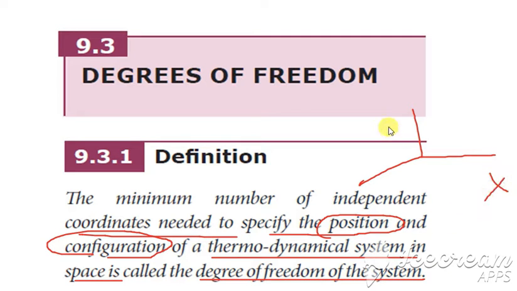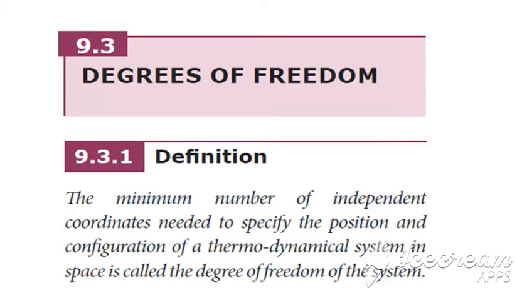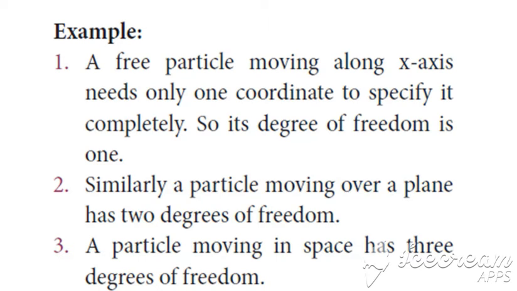Suppose x and y, or y and z. The minimum number of coordinates required to specify the position, in what position the particle is, and in what configuration along x, y or y, z, whatever it is, it is being placed. If we specify that, that is said to be the degrees of freedom. In what position the particle is and its configuration gives you your degrees of freedom. This is given with an example.